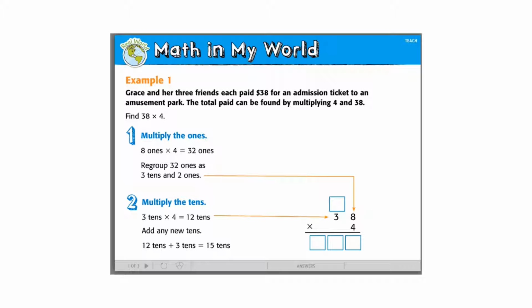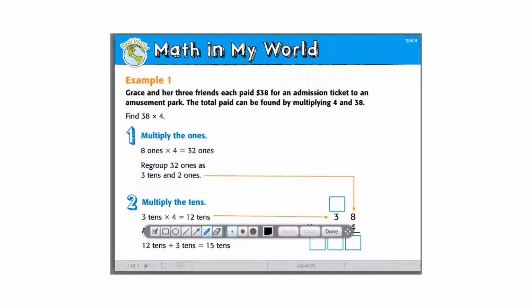The total paid can be found by multiplying 4 and 38. Yesterday we had a question like this, but it said about how much did they pay. Today, it's not an estimate. We're finding the exact amount that they paid. So we're always going to put the number with 2 digits on top of the number that only has 1 digit. Because in multiplication, you can multiply numbers in any order that you want and still get the same answer, just like adding.